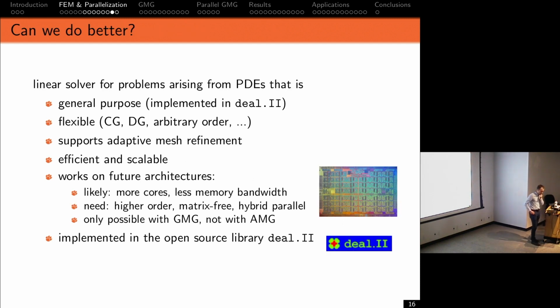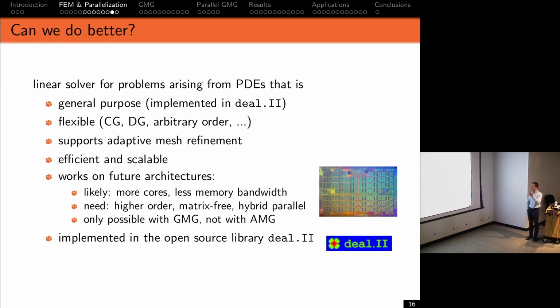So can we do better? What I want, if I can make a wish list, I want this to be general purpose. I want this to be flexible. I can use any kind of finite element method. I want to be able to do adaptivity very rapidly. I want this to be efficient and scalable.